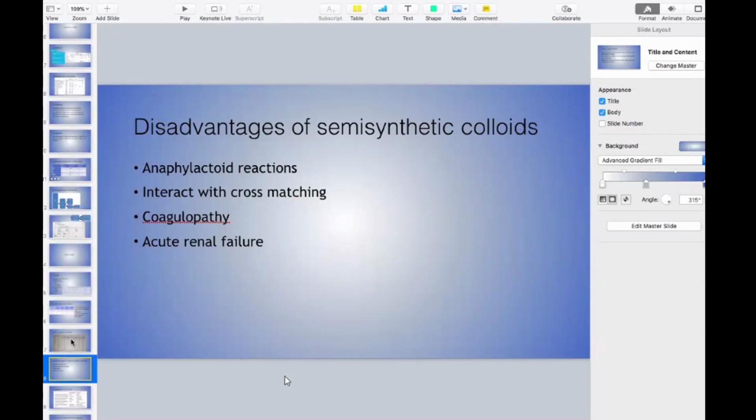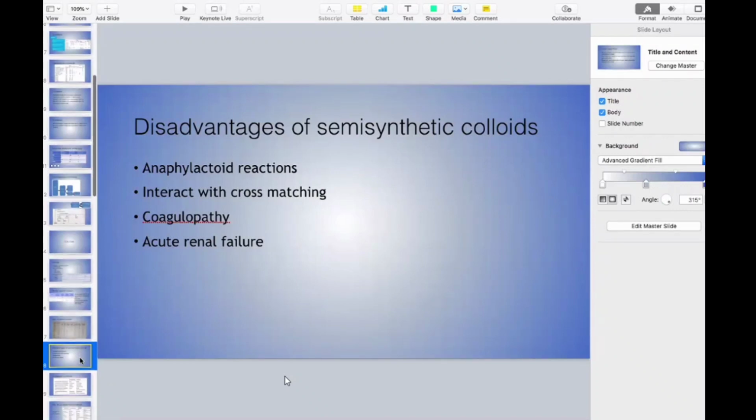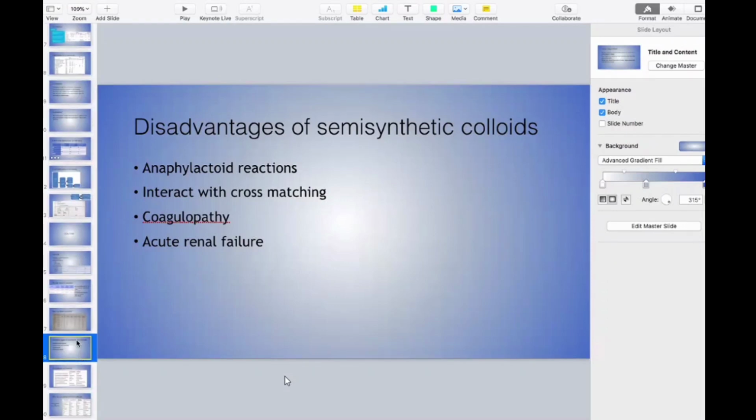There are some disadvantages of these colloids, and they can lead to anaphylactic reaction. Some colloids interfere with cross matching, and they can cause coagulopathy, and the starch solutions can cause acute renal failure. Because of these disadvantages, colloids are not used as the first line treatment. Most of the time, 95%, it is crystalloid we are using as the first line treatment.